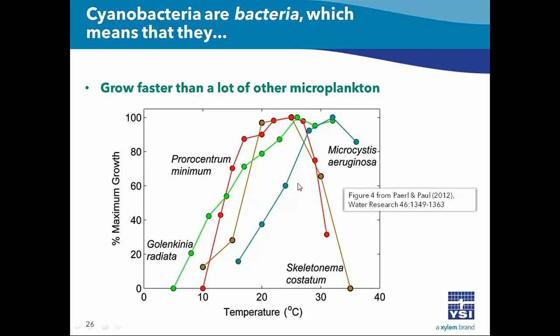And what you can see here is how this growth curve for Microcystis is really shifted towards these warm temperatures. This is one reason that cyanobacteria really have a selective advantage in the summer. When those waters heat up, for example, Prorocentrum really starts to tank in those warm temperatures. Skeletonema doesn't even love it. But that creates a real opportunity for something like Microcystis to take over.